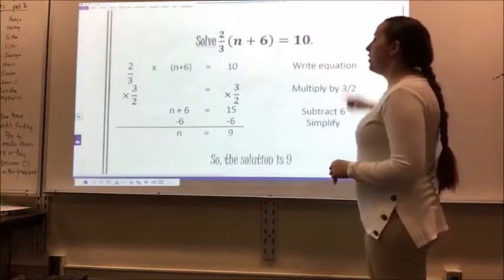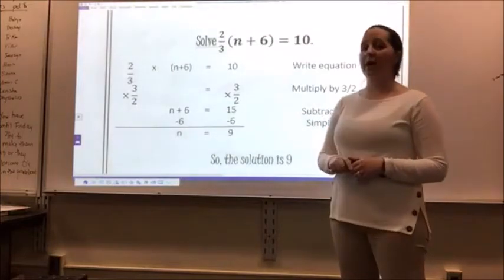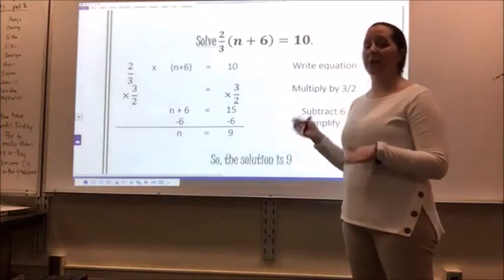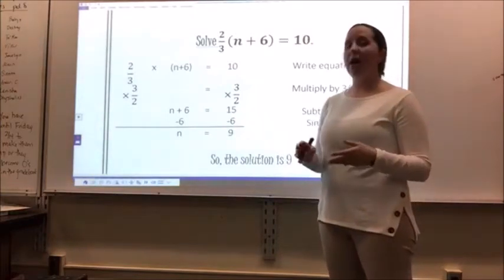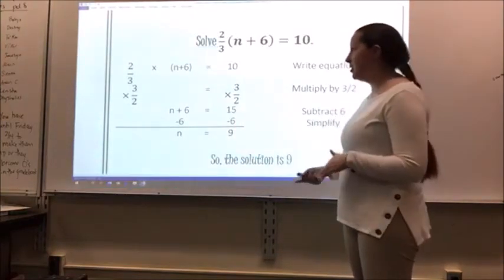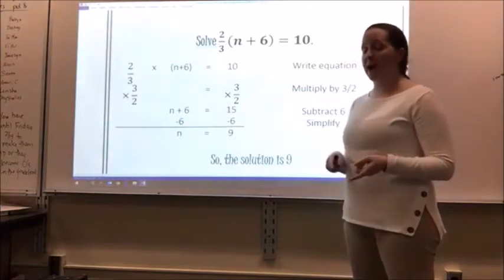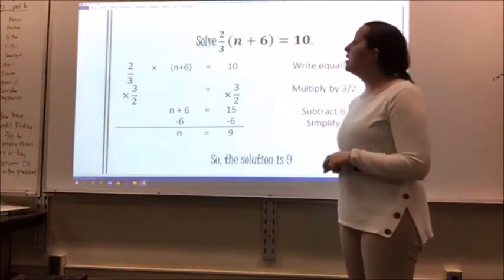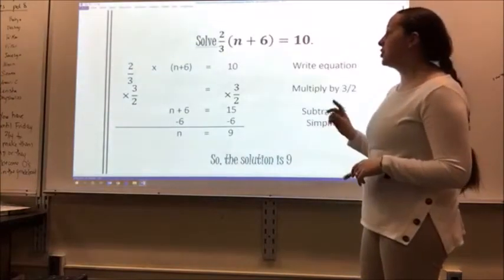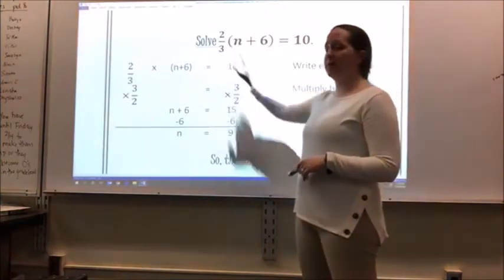Next I have to solve 2/3 times the quantity n plus 6. Again, I have parentheses, so I need to do what's on the outside first, which is multiplication. The opposite of multiplication is division. But remember, when we're dividing fractions, we're multiplying by the reciprocal. We learned that back in lesson 3. Okay? So 2/3 times 3/2, then multiplied by the reciprocal.